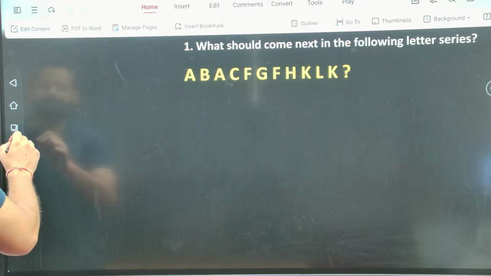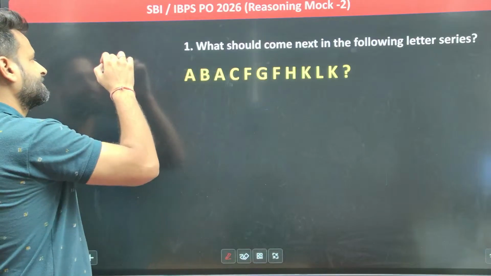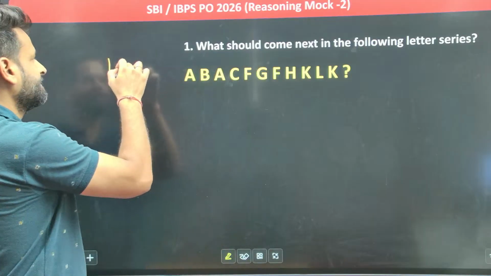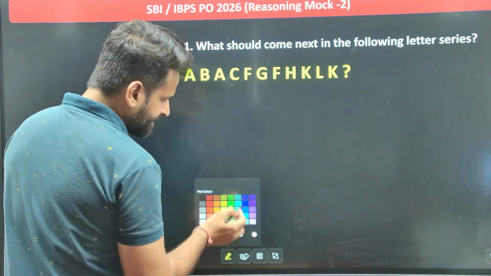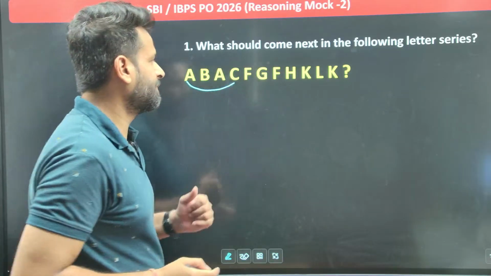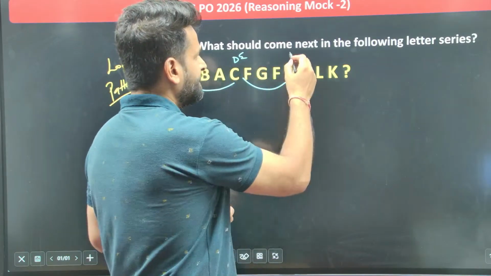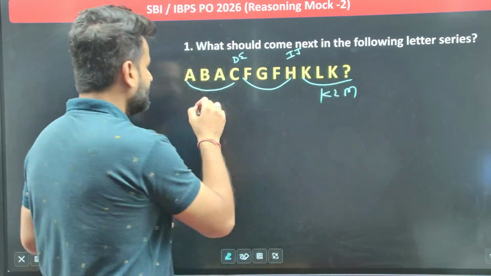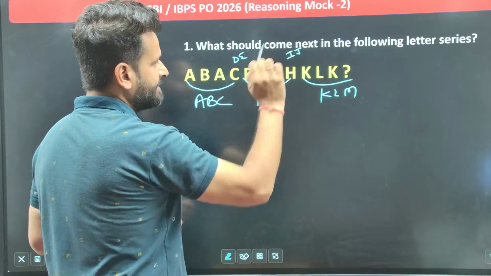What you have to do in such questions? Basically, this is logic based, or I can say pattern based. Now, how to find that out? First thing you will notice is that A, B, C occupy these places. Then D and E are missing. Then F, G, H. Then I, J missing, then K, L, M.